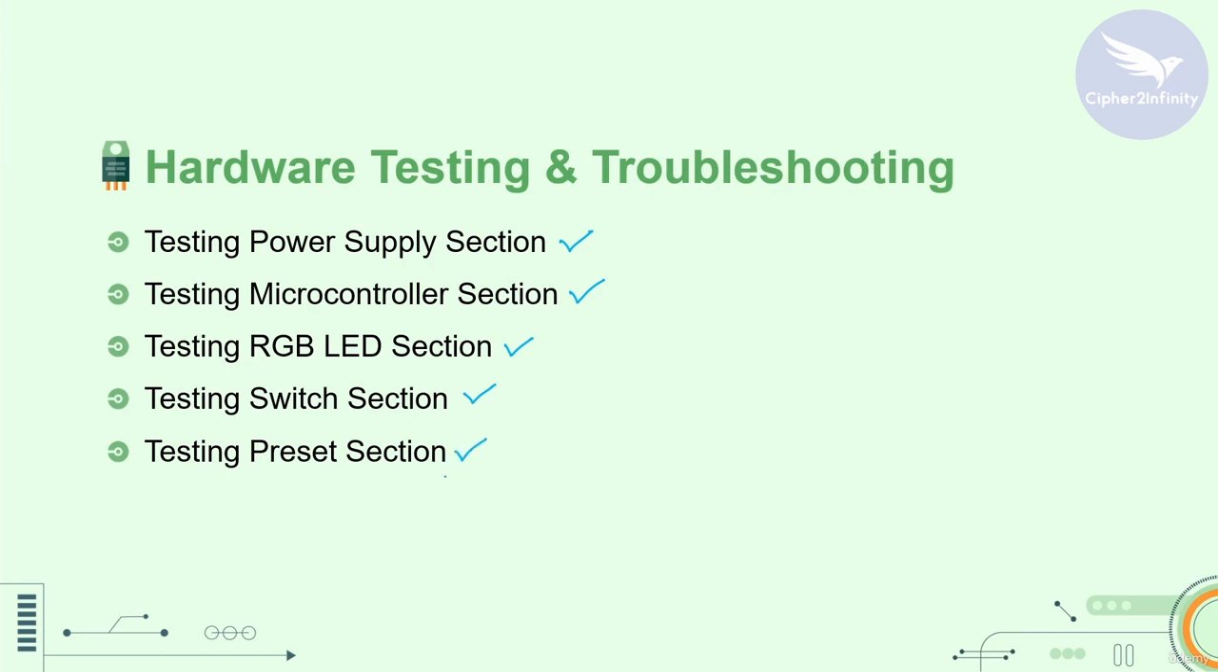So again, in this video, we are going to program the controller, and by programming the controller, we are going to read the preset value, and from that we are going to verify whether the preset section is working properly or not. I will also discuss the different testing and troubleshooting techniques related to the preset section, and the mistakes that you should avoid while dealing with it.